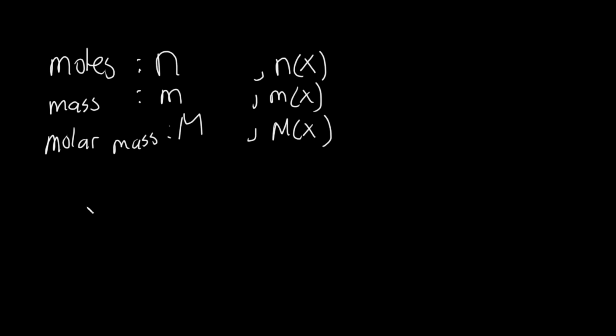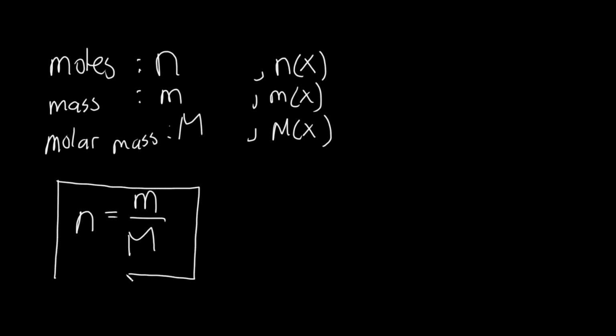The important formula to remember here is how these three quantities relate to each other, and they do so by the formula n equals mass over molar mass. And I think this is the formula you should remember for the rest of the IB chemistry course.